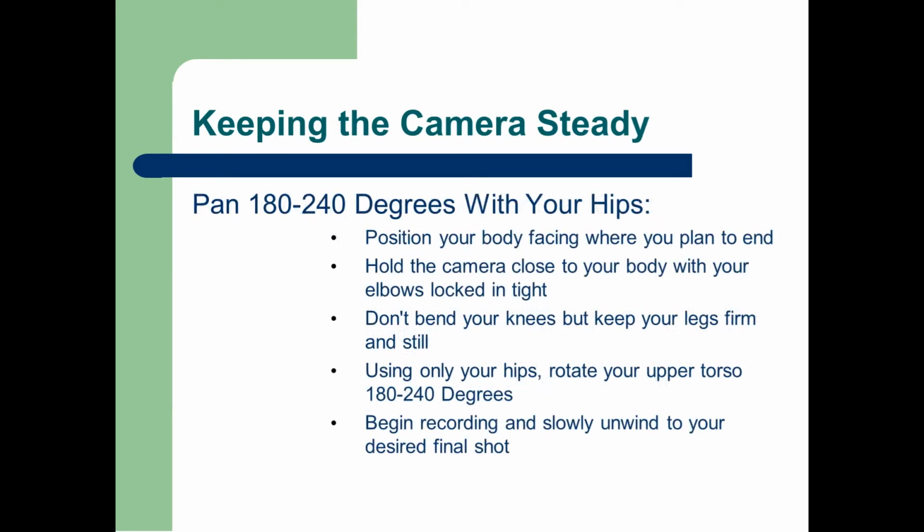If you want to pan, swinging your camera from one side to the other, you want to do this with your hips. The best way is to position your body facing where you want the pan to end. You hold the camera close to your body with your elbows locked in tight. Don't bend your knees, but keep your legs firm and still. Using only your hips, rotate your upper torso 180 to 240 degrees. Begin recording and slowly unwind to your desired final shot.